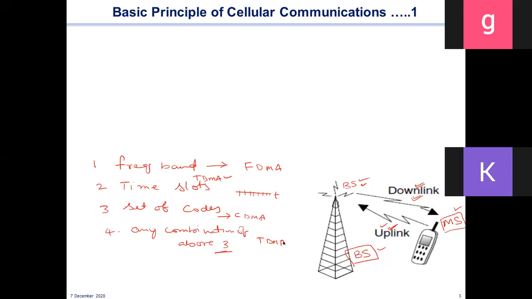And any combination of the three, I can use: TDMA plus FDMA, or TDMA plus CDMA, or FDMA plus CDMA. There are three combinations. And FDMA, CDMA, TDMA, like this, any combination of the three also. Usually we use any one of these three, or a combination of these.